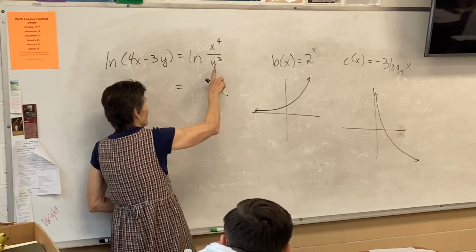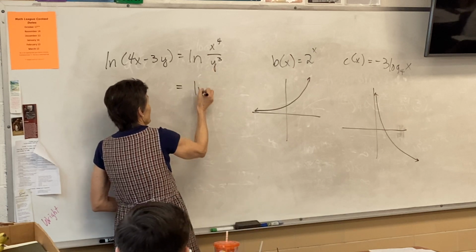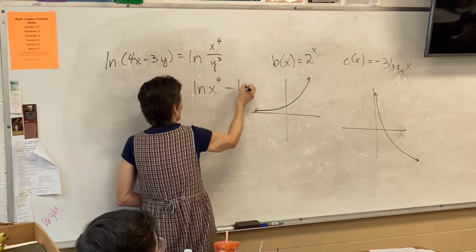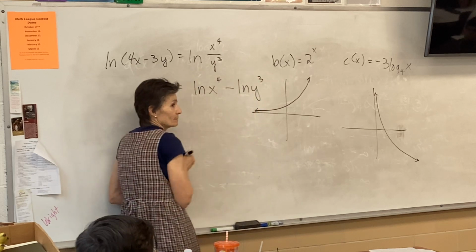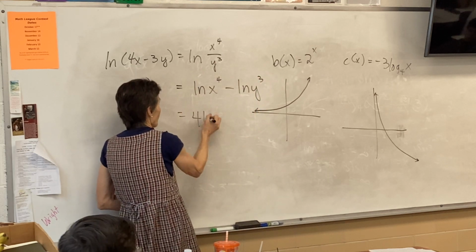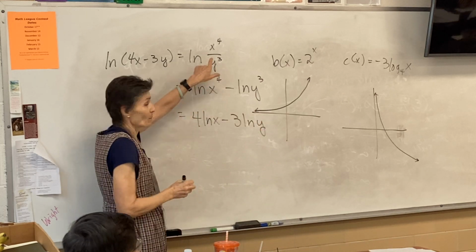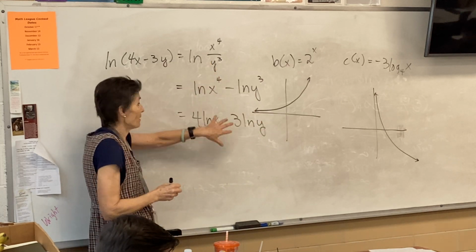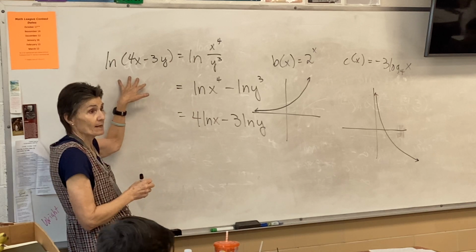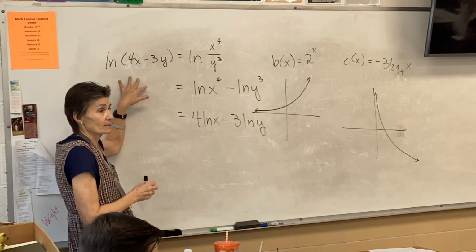What would this be if we took it apart? Wouldn't it be ln x to the 4th minus ln y cubed? So 4 ln x minus 3 ln y, that's what this equals. And that is certainly not the same as this.